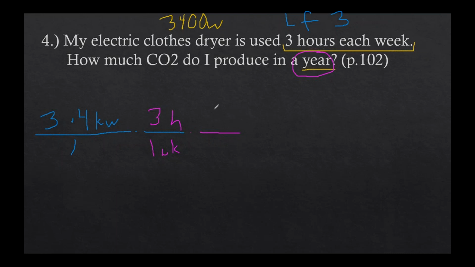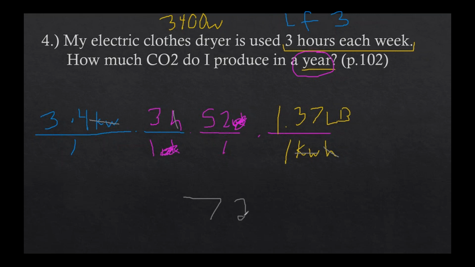52. So I'm going to multiply that by 52 weeks over 1. That makes my weeks go away. Now I have the proper number of hours because 3 hours each week for 52 weeks, because there are 52 weeks in a year. Now that I have kilowatt hours, now I can do my 1.37 pounds over 1 kilowatt hour. Kilowatts cancels out with kilowatts, hours cancels out with hours. I multiply all those beautiful numbers across the top, and I end up with roughly 727 pounds of CO2.